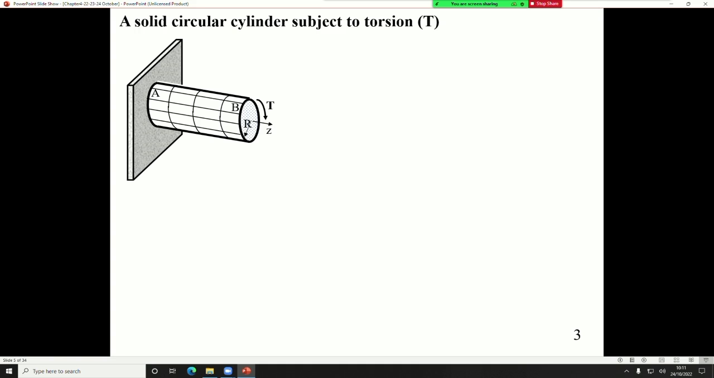So in this figure, this is fixed at one end, and is subject to a moment which is tangent, parallel to this cross section, at the other end. And this is how we show it in a two-dimensional diagram.